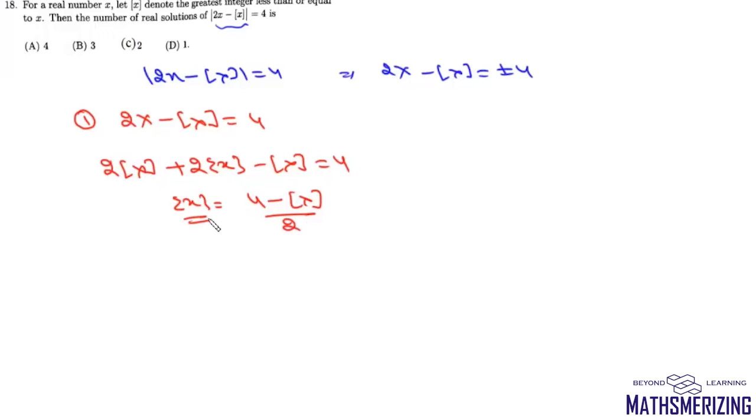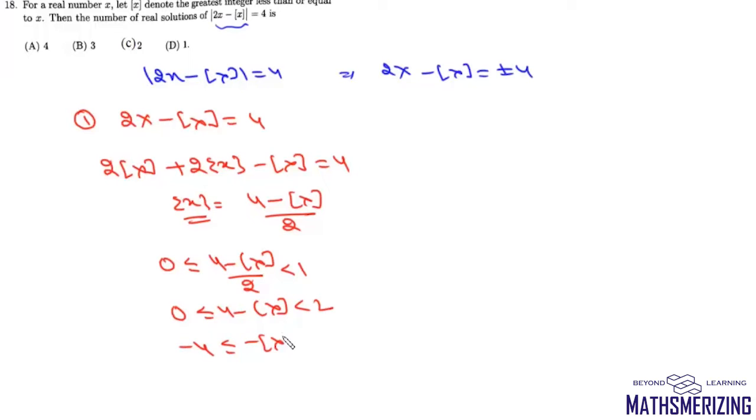Now we know that the fractional part function always lies between 0 and 1. So we'll write 0, and this is 4 minus greatest integer function of x upon 2, and it lies between 0 and 1. So it will be 0, and then 4 minus greatest integer function of x is less than 2. We'll get minus 4, and then greatest integer function of x minus 2. So greatest integer function of x should be greater than 2 but less than or equal to 4. The greatest integer function can only take integral values. So the only integral values possible in this case are 3 or 4.